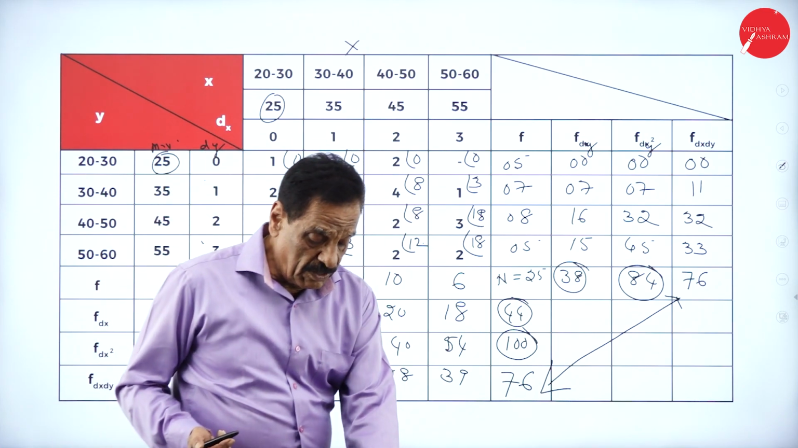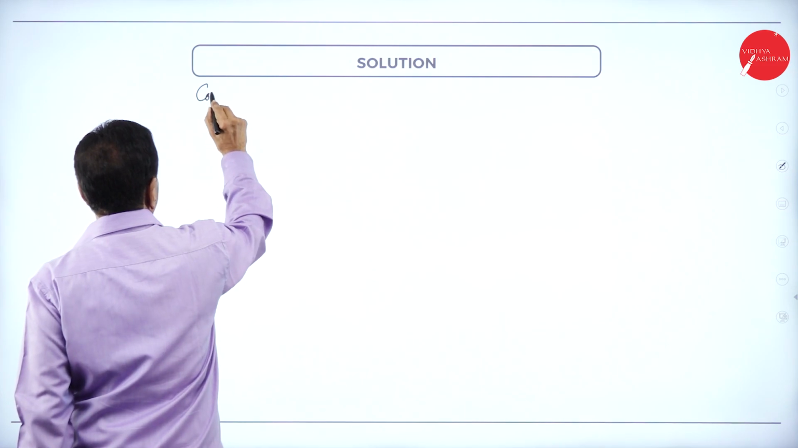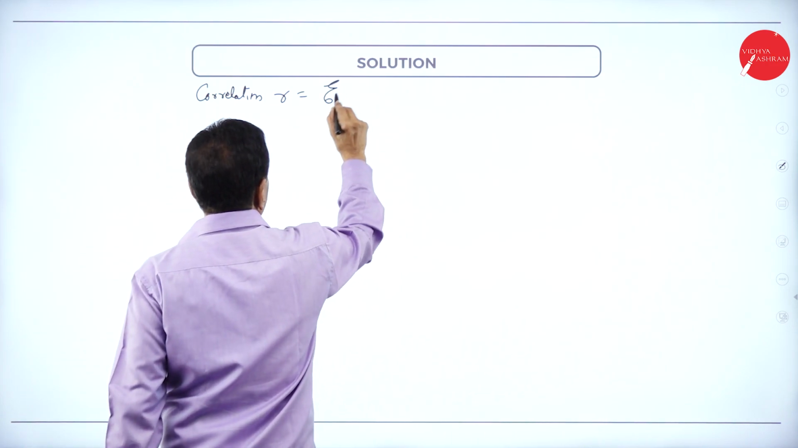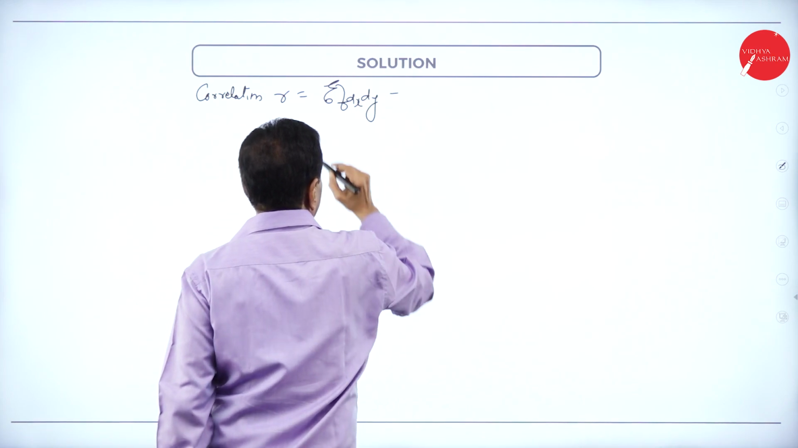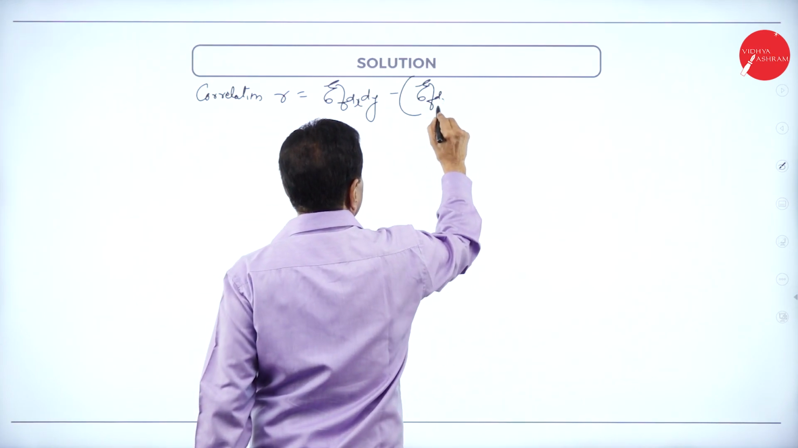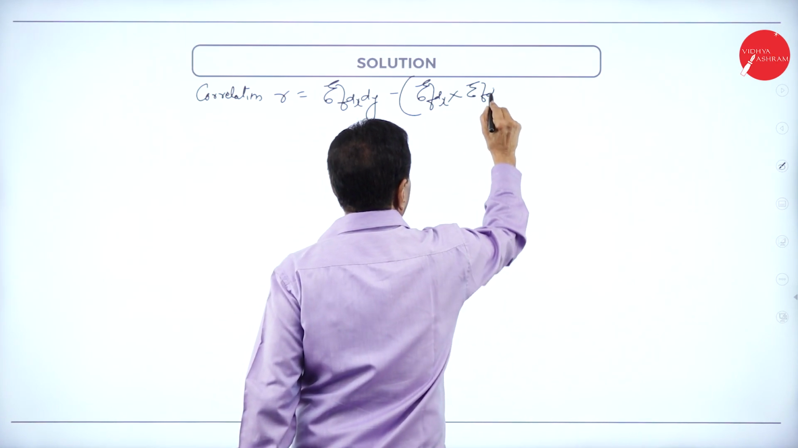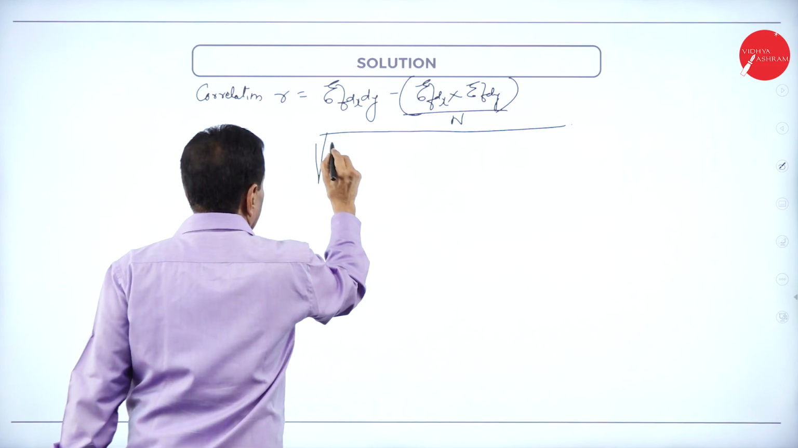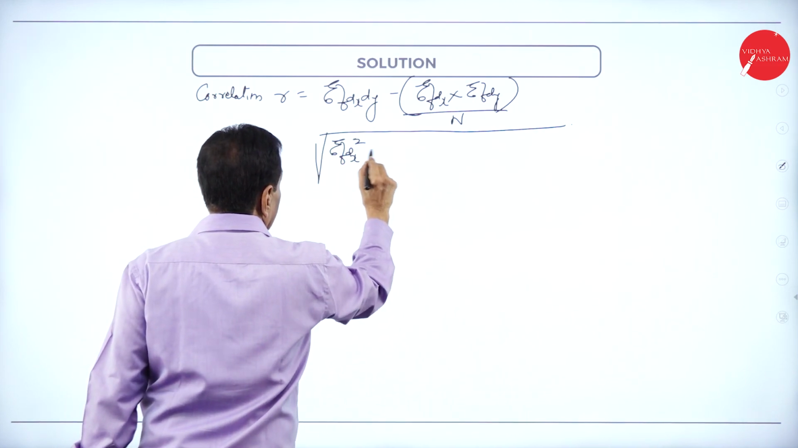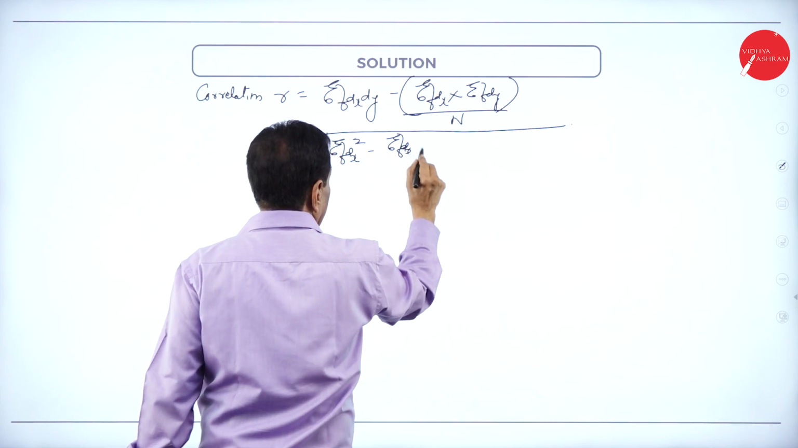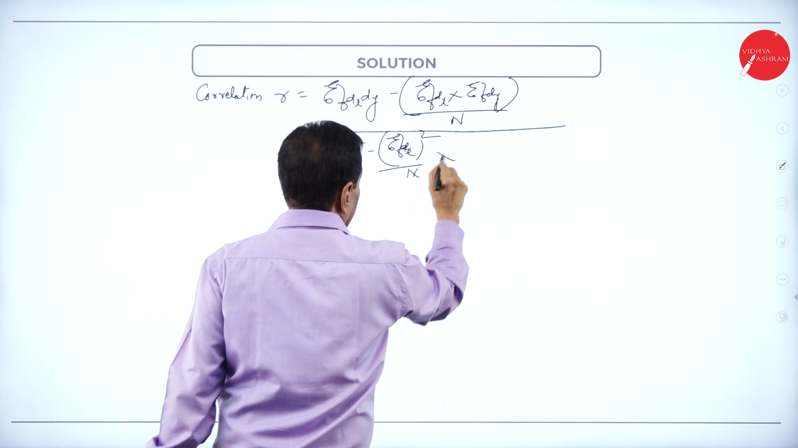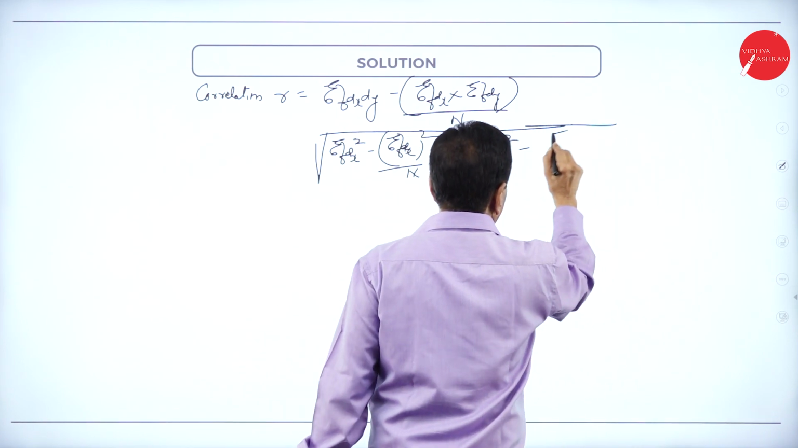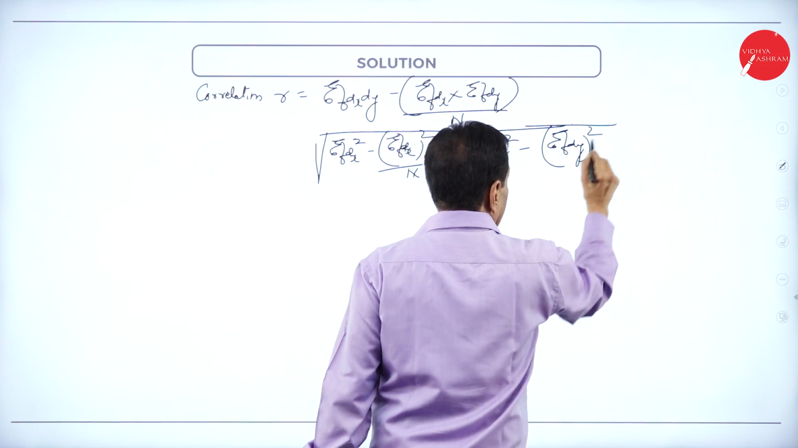Now we'll apply the correlation formula. Correlation: r is equal to sigma f dx dy minus sigma f dx into sigma f dy, divided by n, divided by root of sigma f dx square minus sigma f dx whole square divided by n, into sigma f dy square minus sigma f dy whole square divided by n.